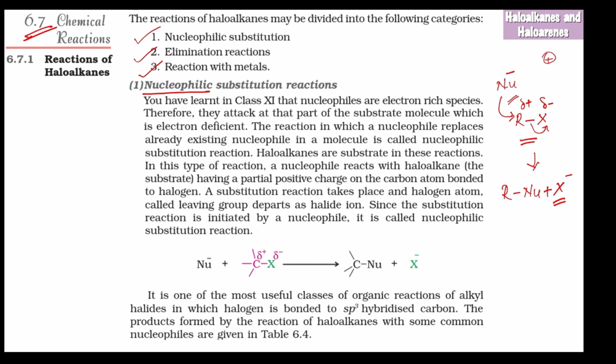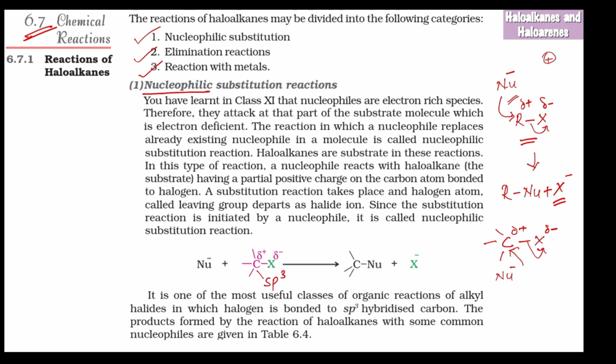The carbon which is bonded to the halogen atom is sp3 hybridized. So if this is the carbon bonded to halogen, the bond is polarized. The halogen atom has a slight negative charge, the carbon has a slight positive charge. The nucleophile, which is rich in electrons, will form a bond with the positively charged carbon. The halogen atom leaves as a halide ion. This kind of reaction is called a nucleophilic substitution reaction. And this alkyl halide is known as the substrate.